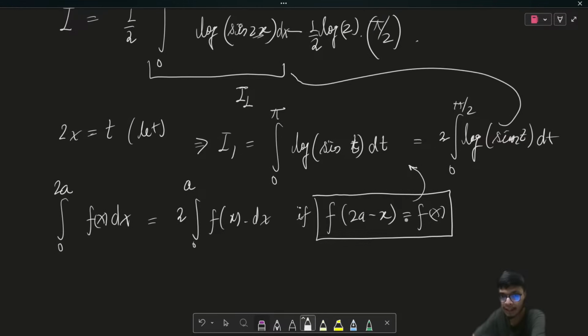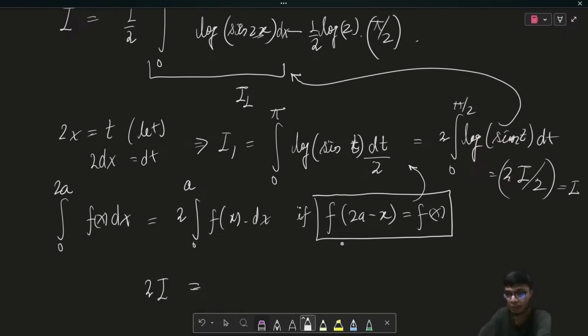Now if I just plug it back into this equation over here, the interesting part is that now I1 becomes 2 times of I, right? So if I plug it back into this equation, I is equal to, okay, let me check. Okay, I think I made a mistake. Yeah, the mistake is that when I put over here, 2 times dx is equal to dt, so I forgot dt by 2. So this will be 2I by 2, which is again going to be equal to I, right?